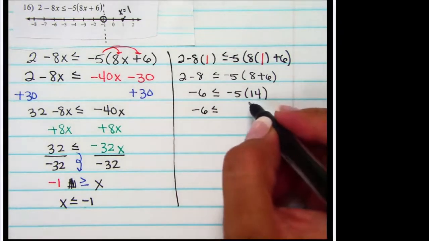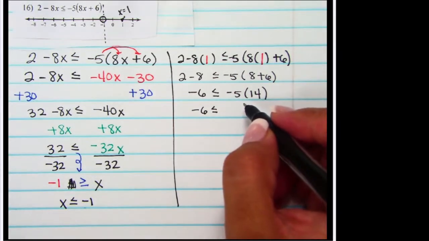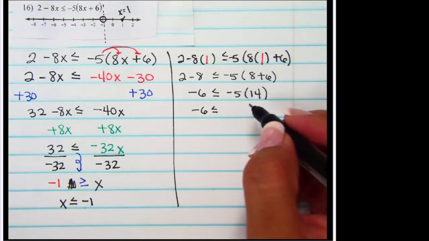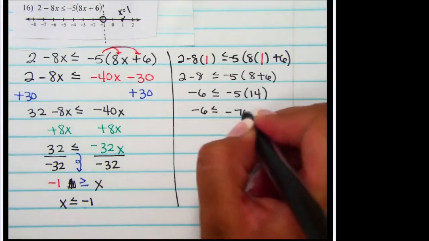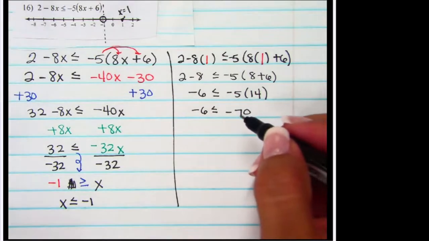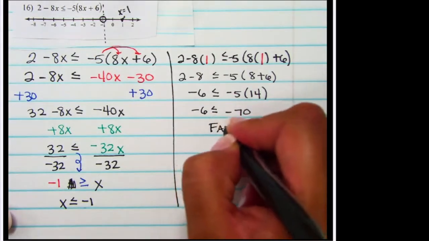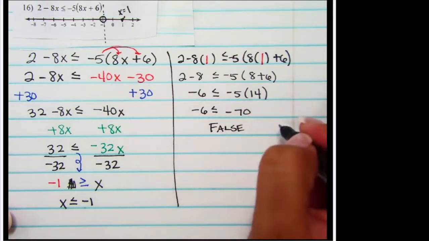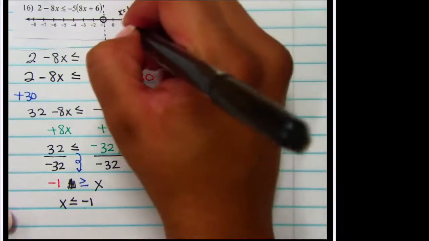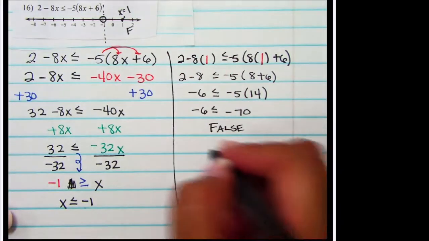Oh, I don't know what that is off the top of my head. Handy dandy calculator to the rescue. Negative 5 times 14 is negative 70. And then I think to myself, is negative 6 less than or equal to negative 70? And the answer is no. No, it is not less than negative 70. And so this section is false, and I cannot shade in that area.